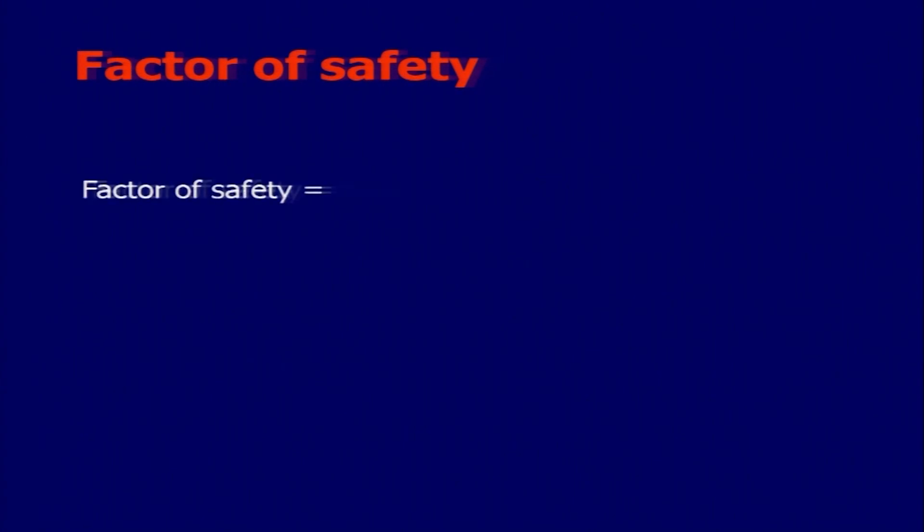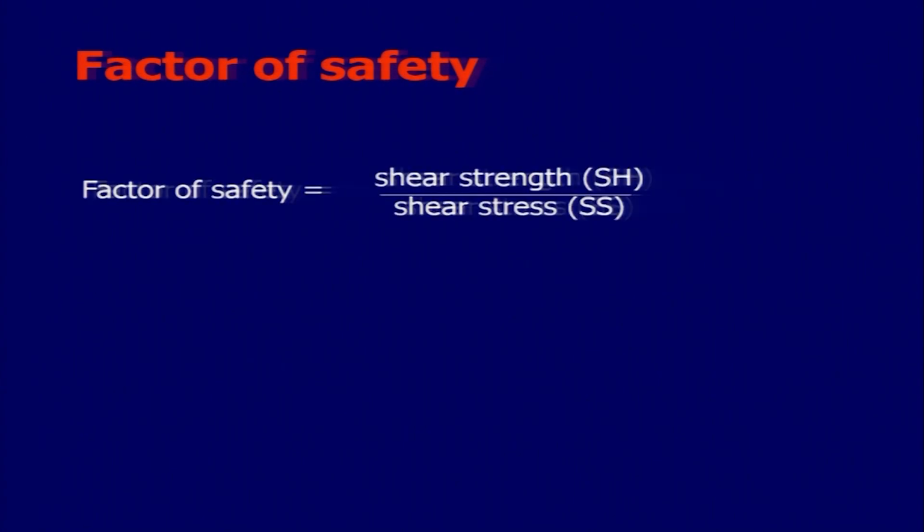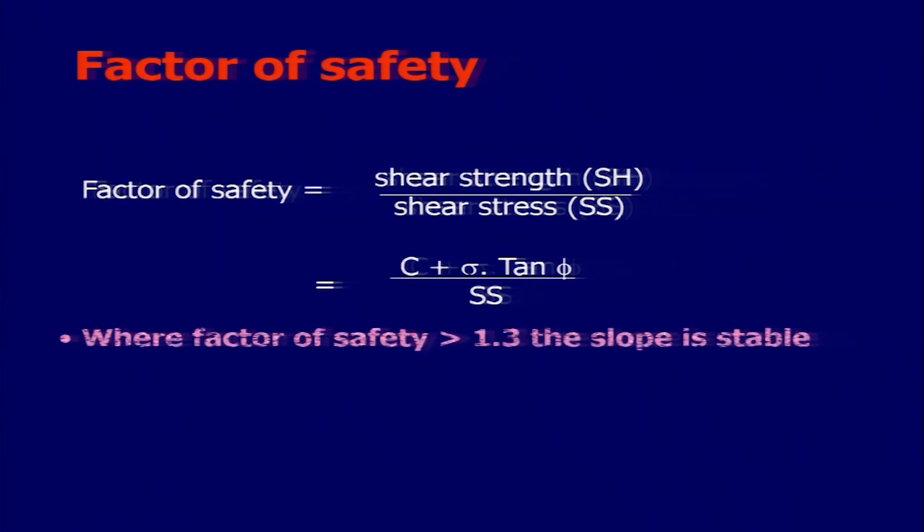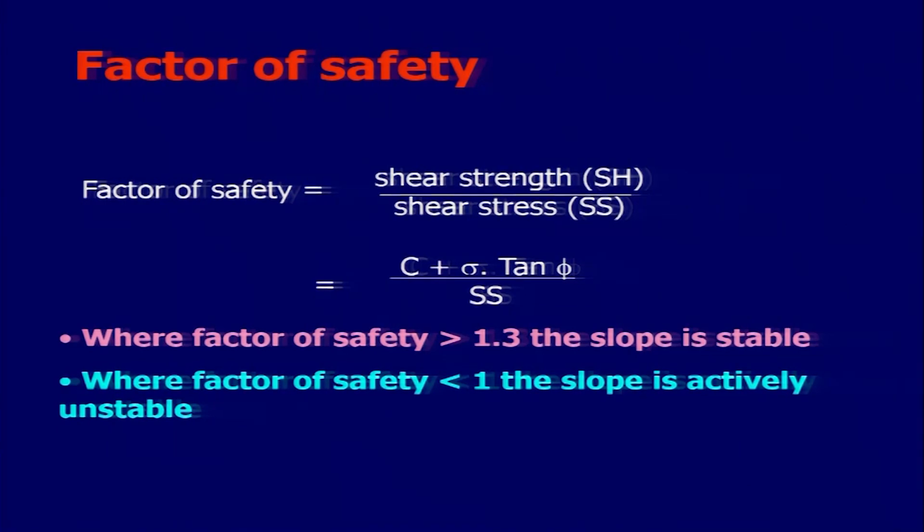So, the factor of safety is given as the shear strength divided by the shear stress. Now, if you get this ratio greater than 1.3, then the slope is considered a stable slope. The mass sitting on the slope will not move, but again keep in mind what we talked about, that water can complicate a simple picture.